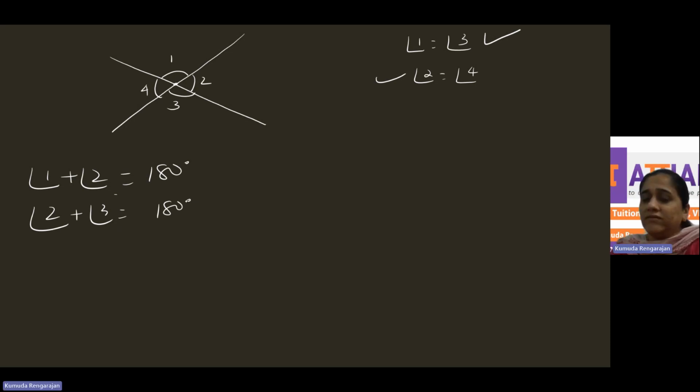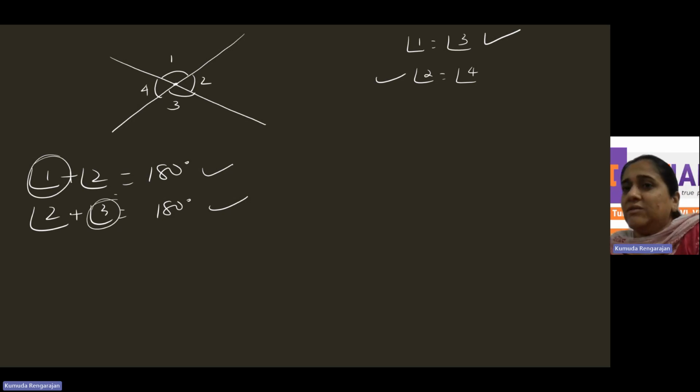Is this correct, Danvin? Now I'm going to take these two equations to prove that angle 1 is equal to angle 3. Why? Because in the first equation, I have angle 1. In the second equation, I have angle 3. So using these two equations, I will be able to show that angle 1 is equal to angle 3. Now, see the remaining two angles, they should be the same.